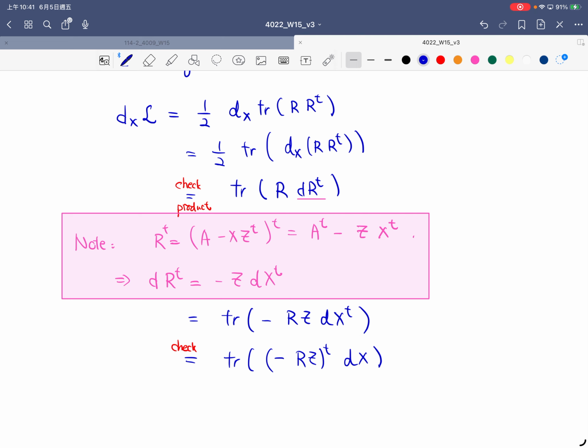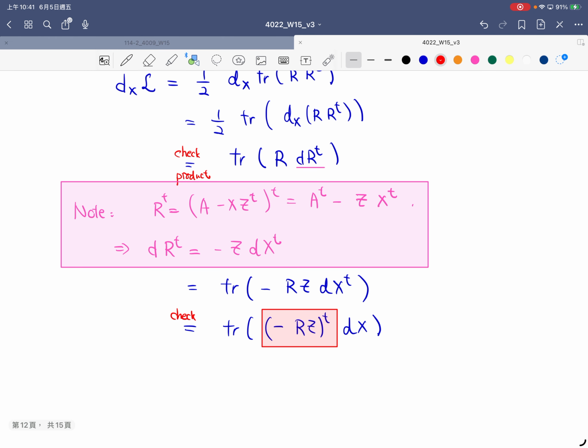So using the standard technique about playing around with trace, two things: you transpose what is inside trace, and second, you can commute things, as long as they are defined. But the point is now you write it in the standard form, so you can recognize what the gradient is. So the gradient of my Lagrangian with respect to x will equal not the red box, but its transpose, so minus r times z.